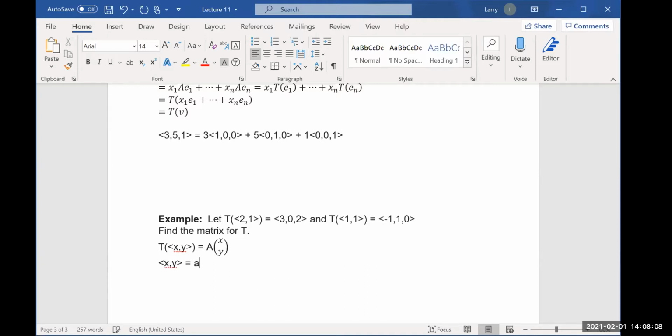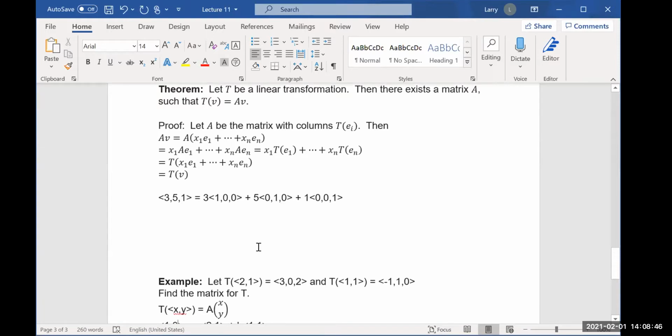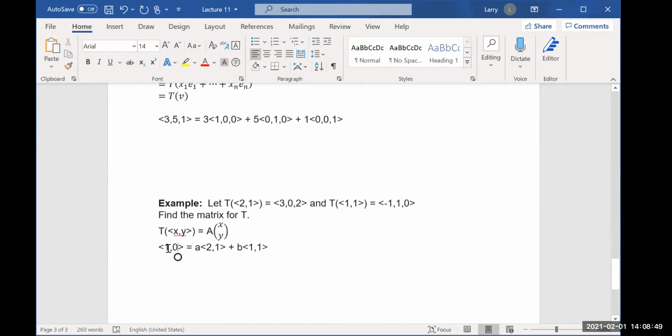is equal to A times (2, 1) plus B times (1, 1). Any questions on this idea? And I want to find A and B in terms of X and Y. Is that clear? Okay. And in fact, I don't even need all X and Y. I can do (1, 0) to start with, because in the proof, I just need to see what happens to E1 and E2. So let's see what happens to (1, 0).